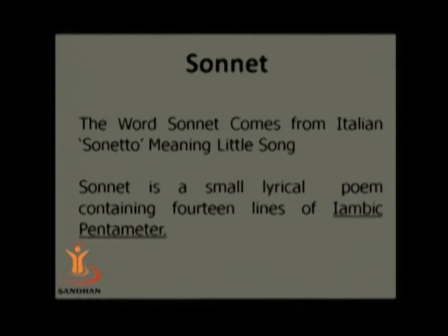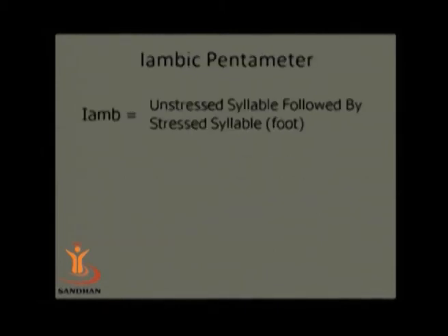Now, what is a sonnet? A very broad and general definition of a sonnet could be that the word sonnet comes from the Italian sonetto, meaning little song. A sonnet is a small lyrical poem containing 14 lines of iambic pentameter. The iambic pentameter becomes important here because every poem that contains 14 lines may not be a sonnet. A sonnet has its own form, an unstressed syllable followed by a stressed syllable.